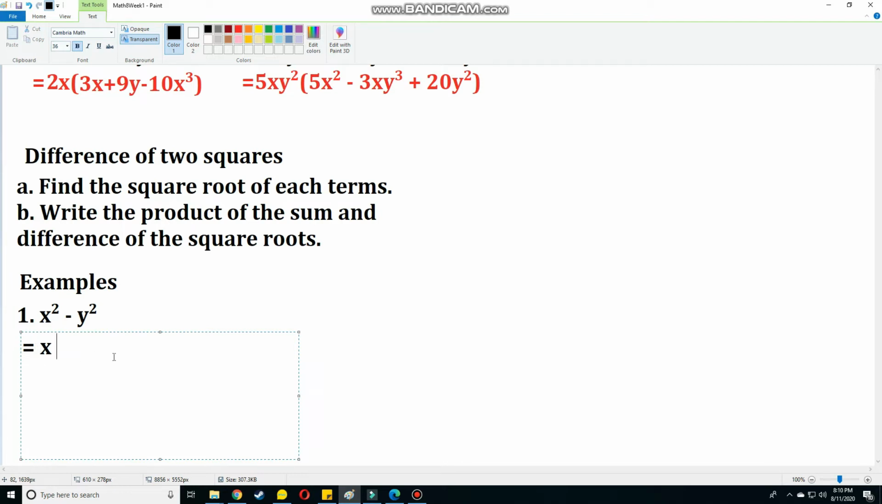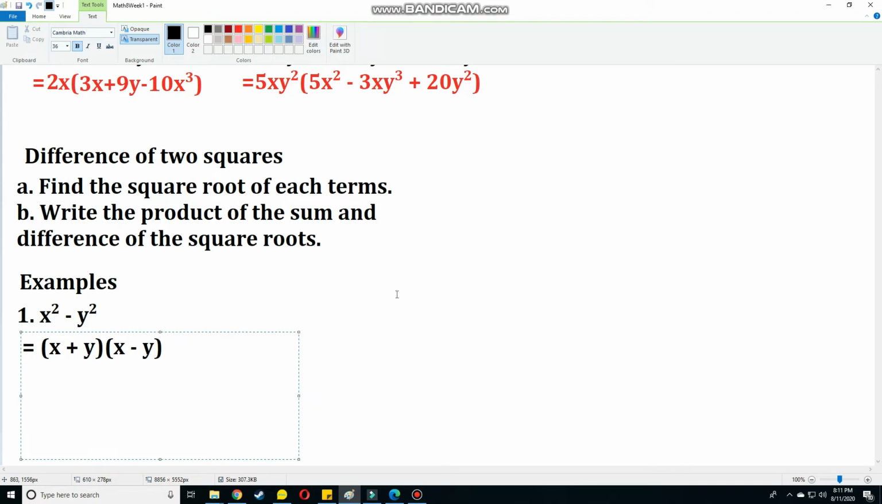And what's the square root of y squared? Square root of y squared, that is simply y. Okay, so we now have the square root of each term. We have x, we have y, and then the next step, write the product of the sum and difference of the square roots. So the product would become the quantity of x, we have the sum, so let's have plus for the sum, and the difference, and y.